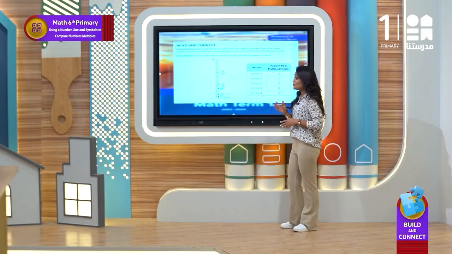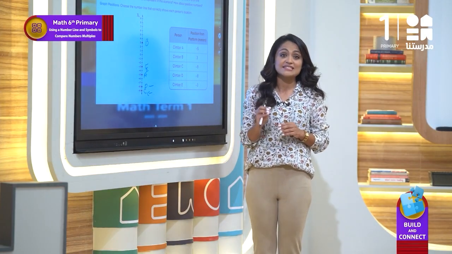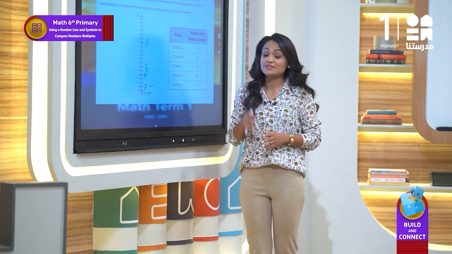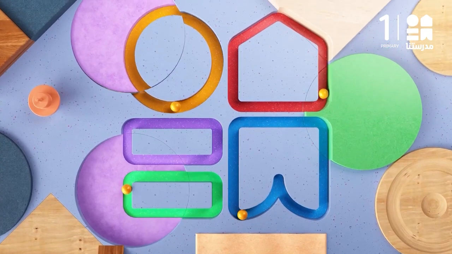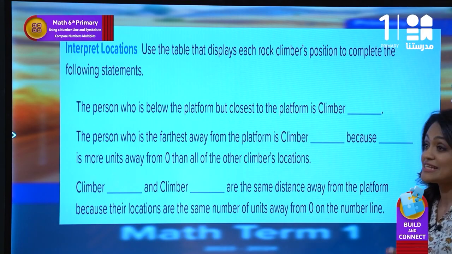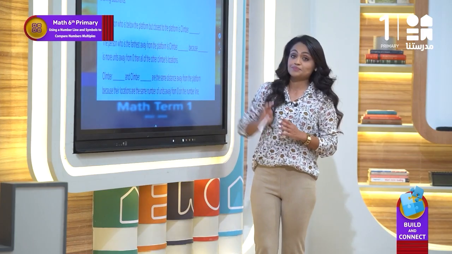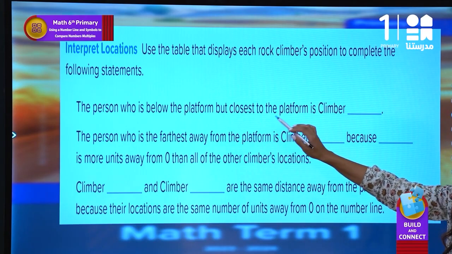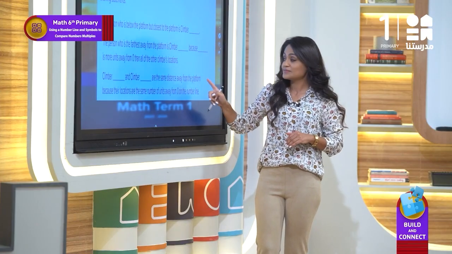I'm sure you noticed that the number line we have here helped us greatly to understand and analyze the data in the table. We will use it again in the activity titled Interpret Locations. In this activity, we will complete the statements written about the positions of the climbers. In the first statement, it's telling you the person who is below the platform but closest to the platform is climber. Let's go back and see.